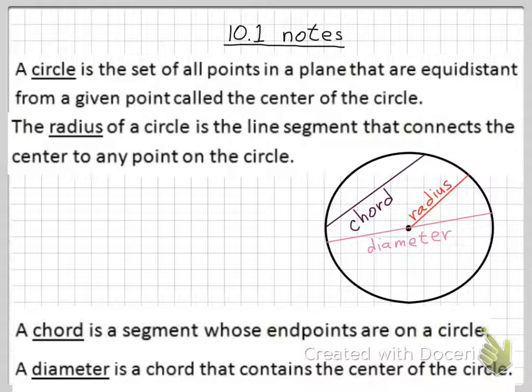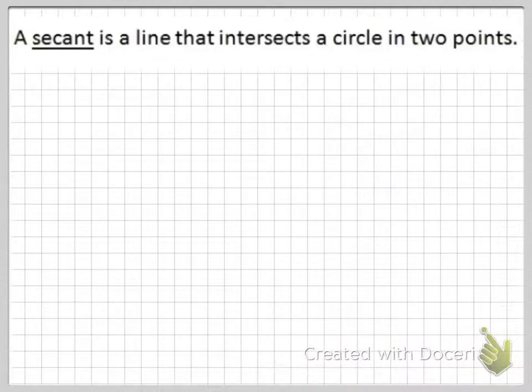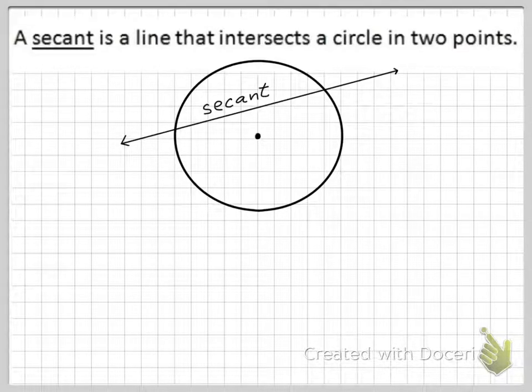And a diameter is also a chord, but it goes through the center of the circle. So if it goes through the center of the circle, it's a chord, but it's a specific kind of chord. It's a diameter. And the diameter is the longest chord in the circle, correct? Okay, so moving right along, we have a secant. A secant is a line, so it goes on forever in both directions, that intersects a circle in 2 points. So here's an example of a secant.